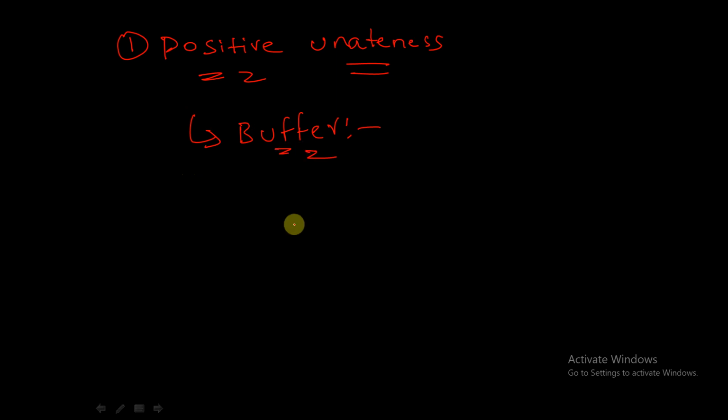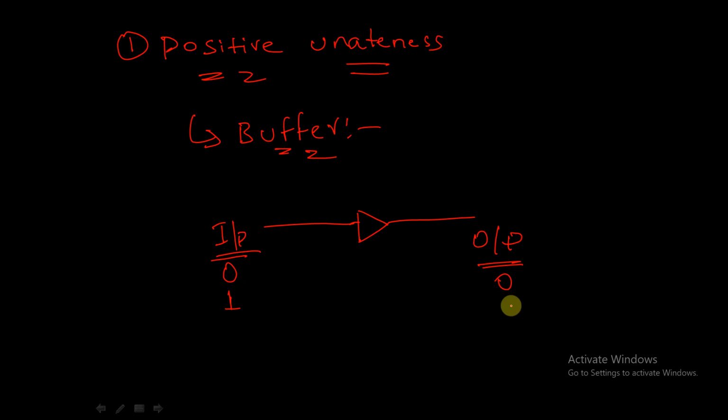So what is a buffer? What does it do? This is the symbol for a buffer. This is my input and this is my output, right? So whatever input I apply, if I apply 0, the output will be 0, or if I apply 1, I will get output as 1. So this is the behavior of a buffer, right?